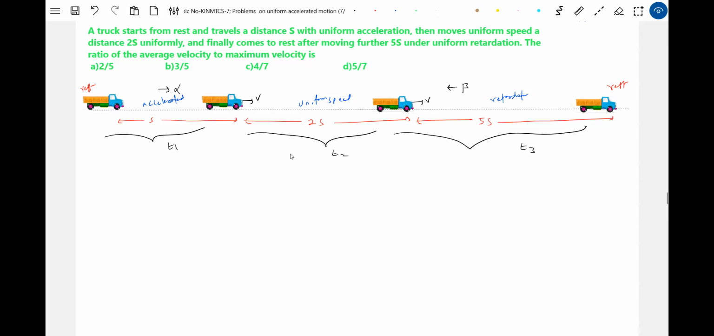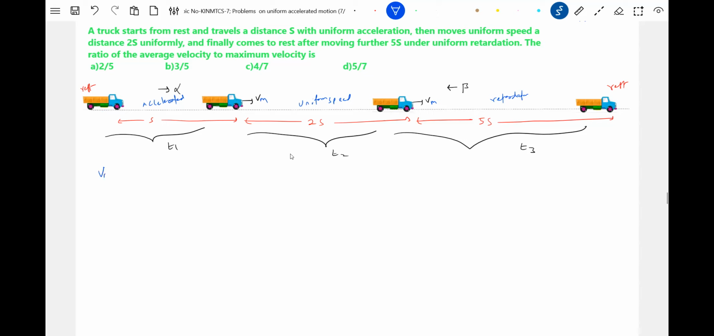Now we are asked for the ratio of average velocity to maximum velocity. The maximum velocity is here, let me write it as Vm. How do you define the average velocity? Distance covered divided by time taken.